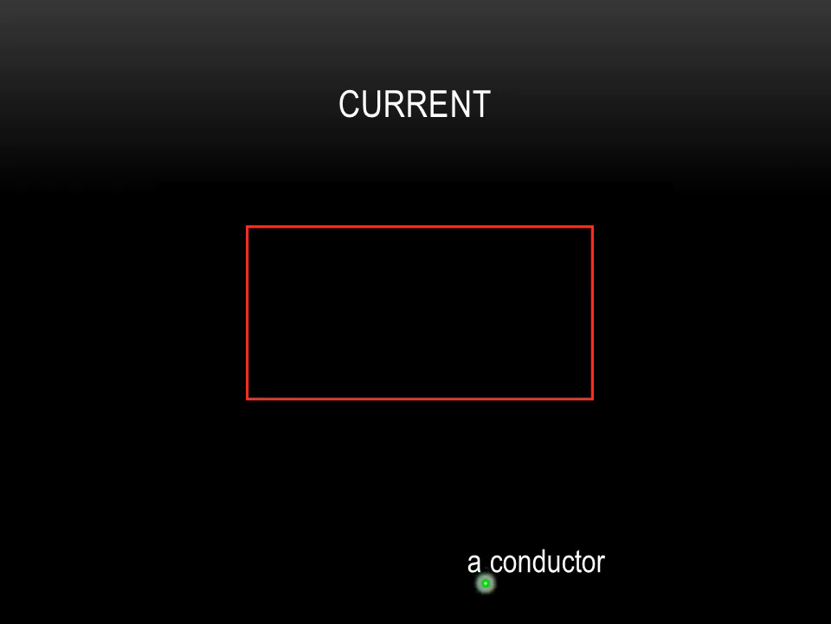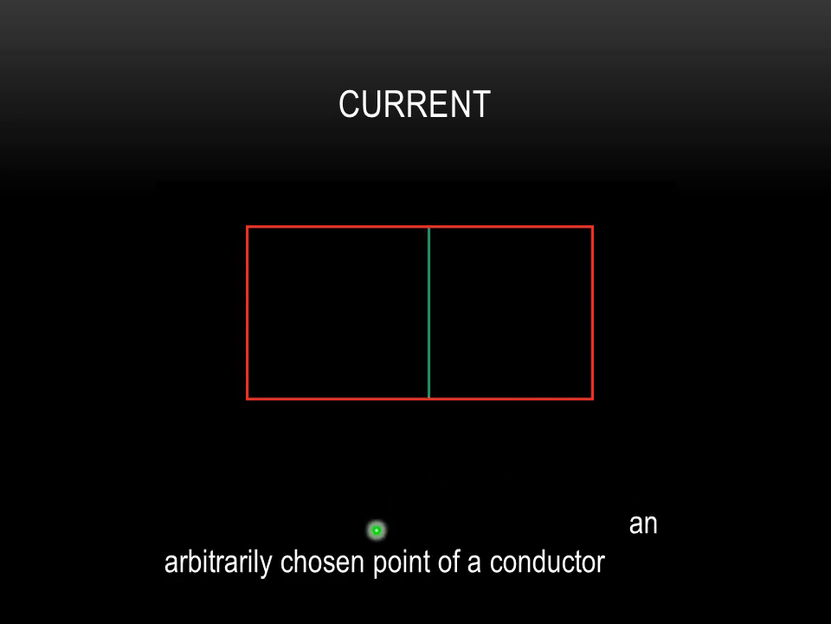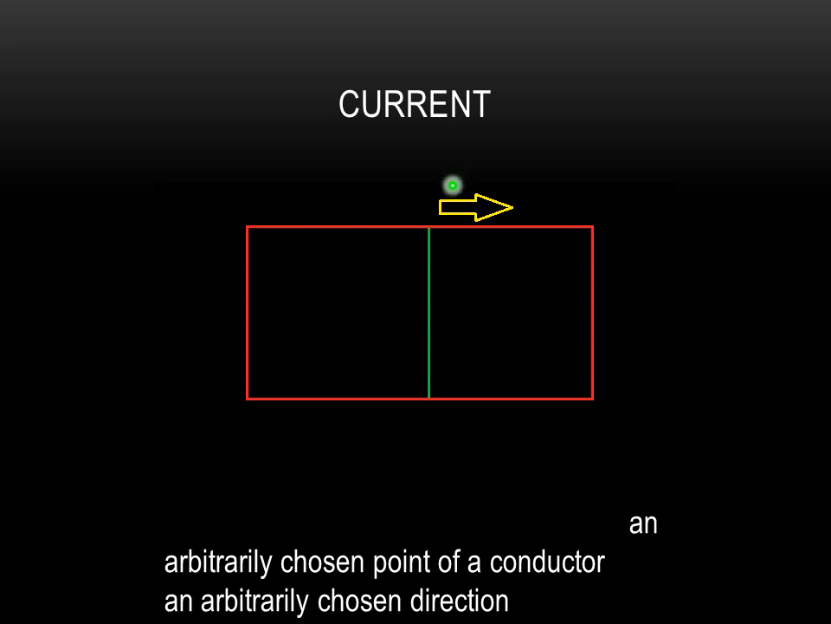Let's break this definition down into bite-sized pieces so that we can understand it as a whole. First, we need a conductor. I've drawn this red rectangle to represent a conductor. Next, we need to have an arbitrarily chosen point. So this green line here is going to be my arbitrarily chosen point. Now you may say that's a line and not a point, and you're right, but try not to get caught up in the semantics and try to understand the concept that I'm trying to explain. Next, we need to have an arbitrarily chosen direction. I've chosen this direction to be to the right, represented by this yellow arrow. Now this is going to be the direction of the current.